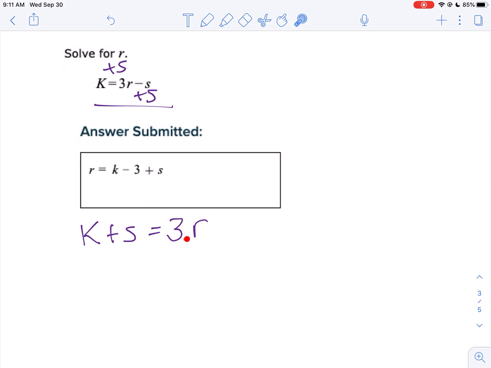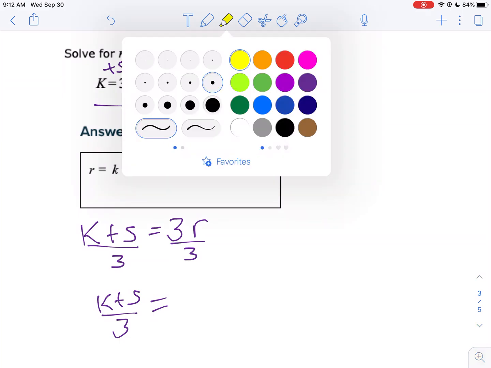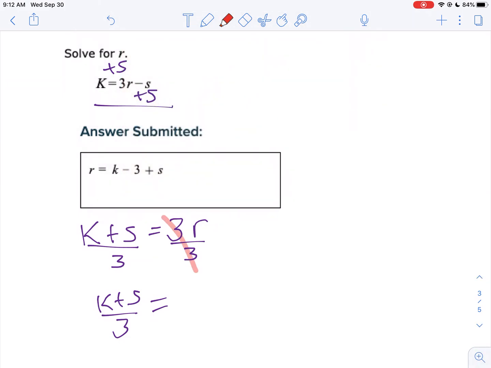That's a hint. Times. You subtracted, but we don't subtract times. To undo times, we divide. So we divide the right side by 3, the left side by 3. I just like to write it as k plus s all over 3 equals r, because if we notice, the 3 is reduced, and you get r. And that's what we needed for an answer there.